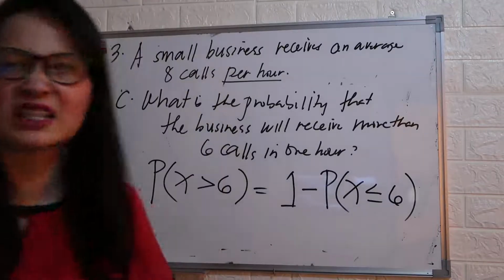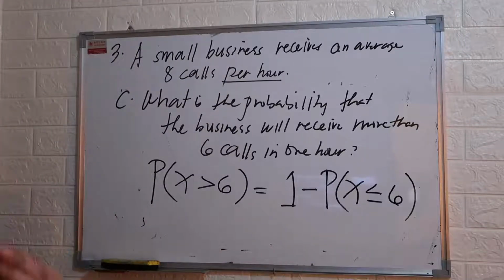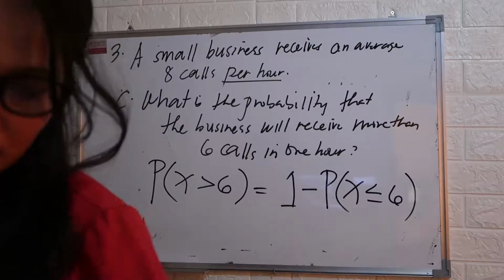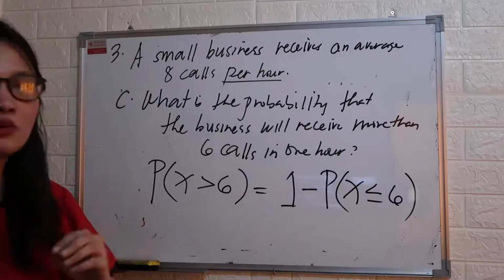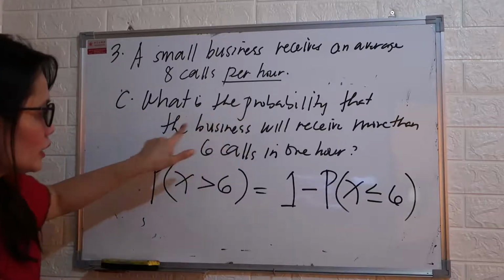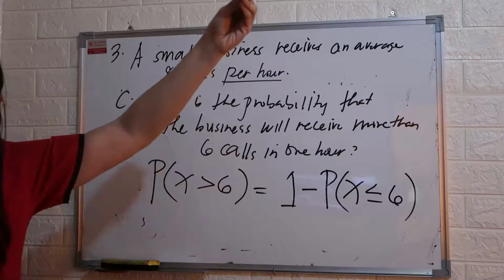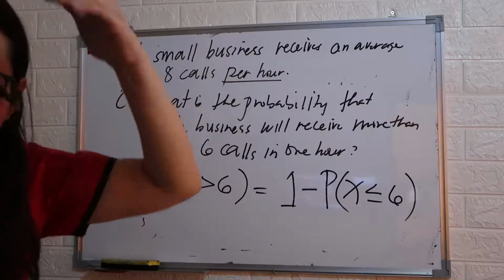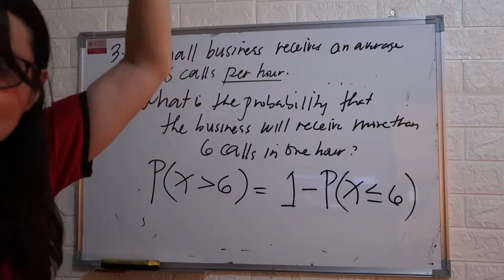Why is it less than or equal to 6? Why do we need to include 6? Bakit kasama si 6? Ano ba sabi ng problem? What is the probability that the business will receive more than 6 calls? So pag sabi more than 6 calls, 6 is not included. So mag-start ka, 7, 8, 9, 10, and then so on.